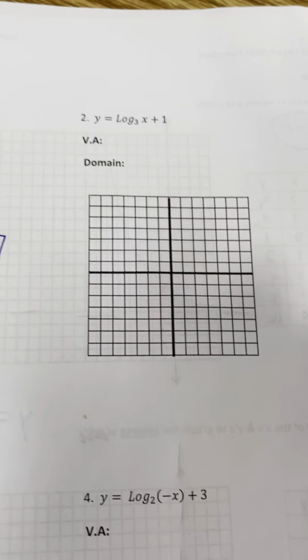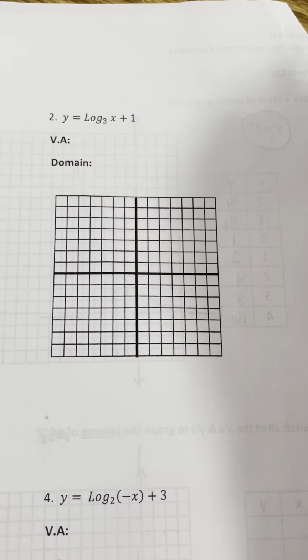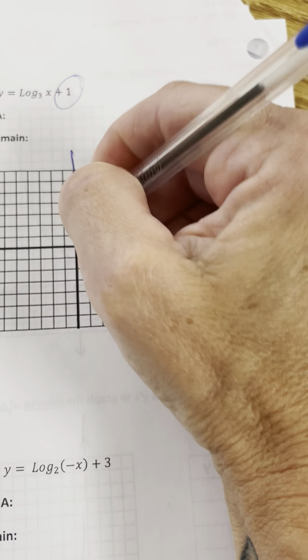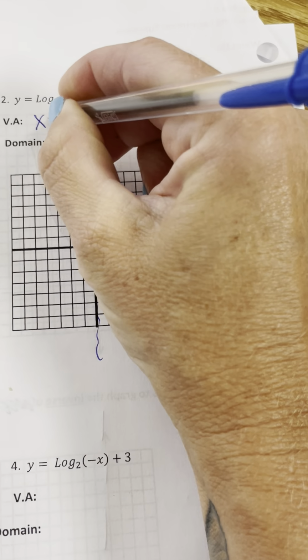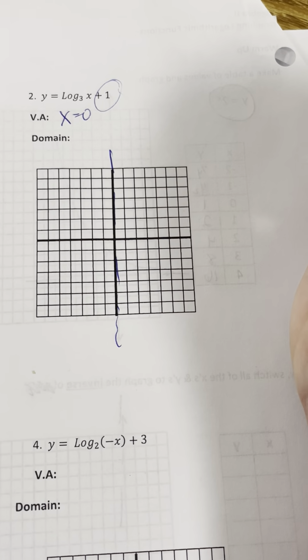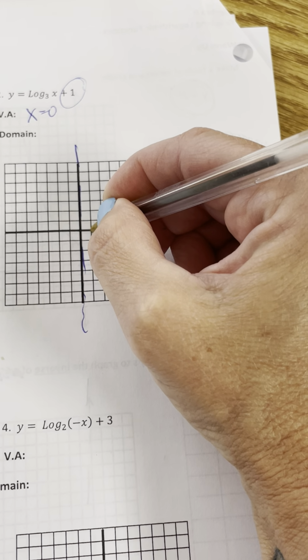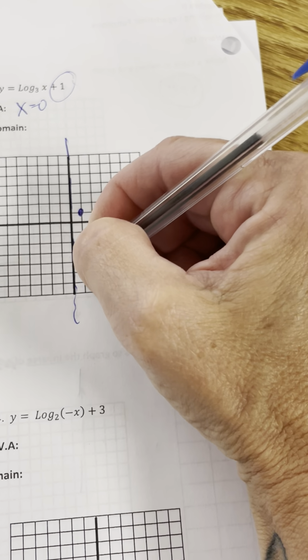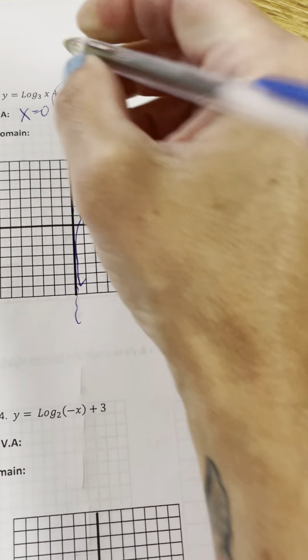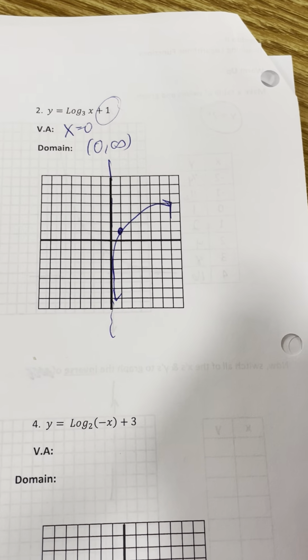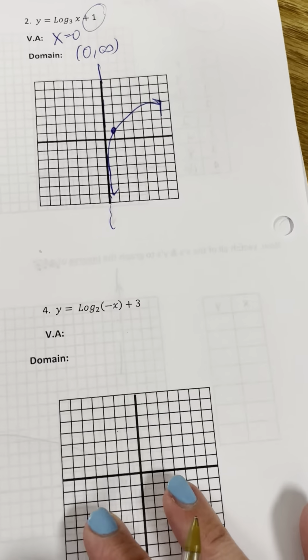All right, number 2 is a logarithm. It is only shifted up 1. That's what that 1 is. So that means my vertical asymptote is in the same spot, x equals 0. And my key point, instead of being right here at 1, 0 like normal, it's moved up 1. Gonna look like this. My domain's gonna be 0 to infinity. All right, go check that on Desmos so you can check out how that matches.